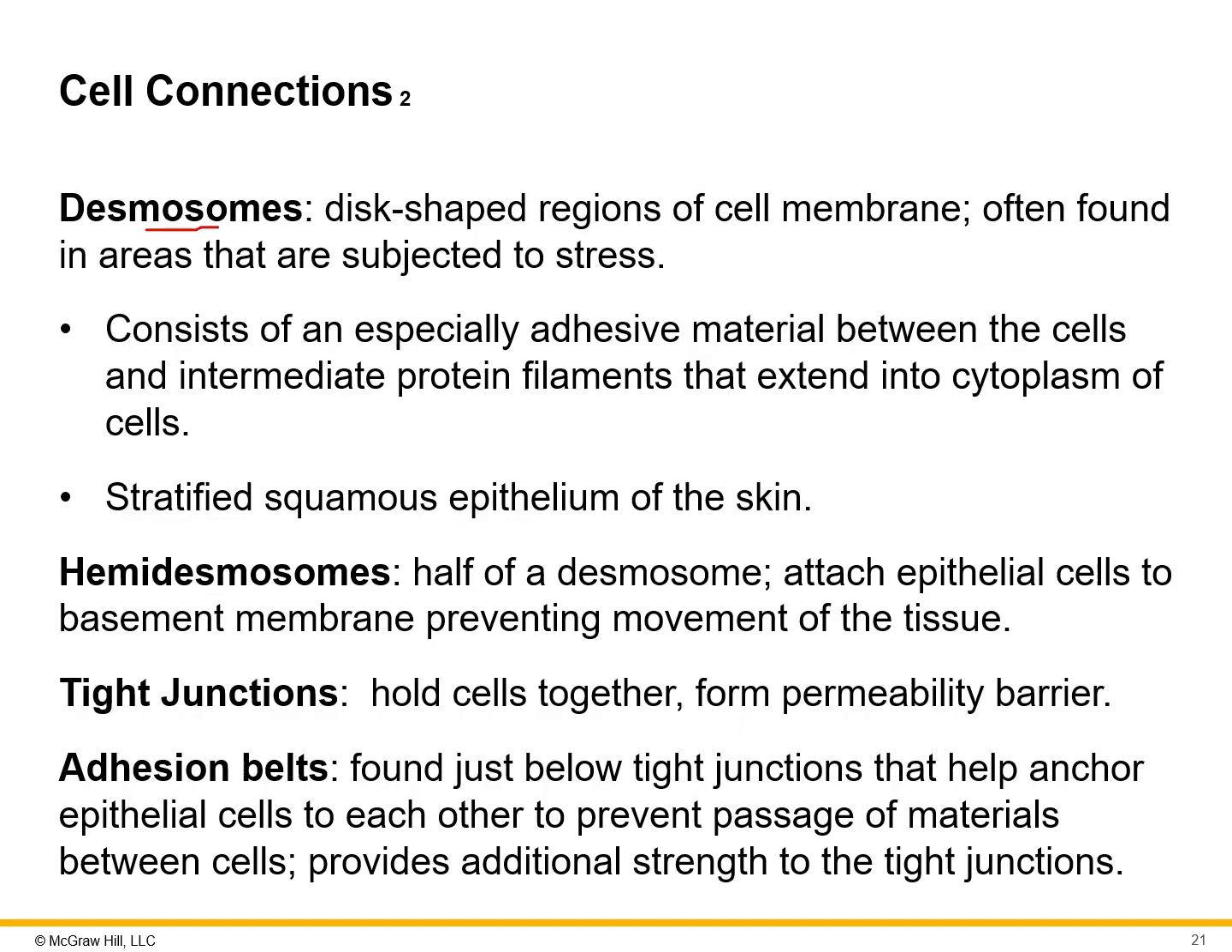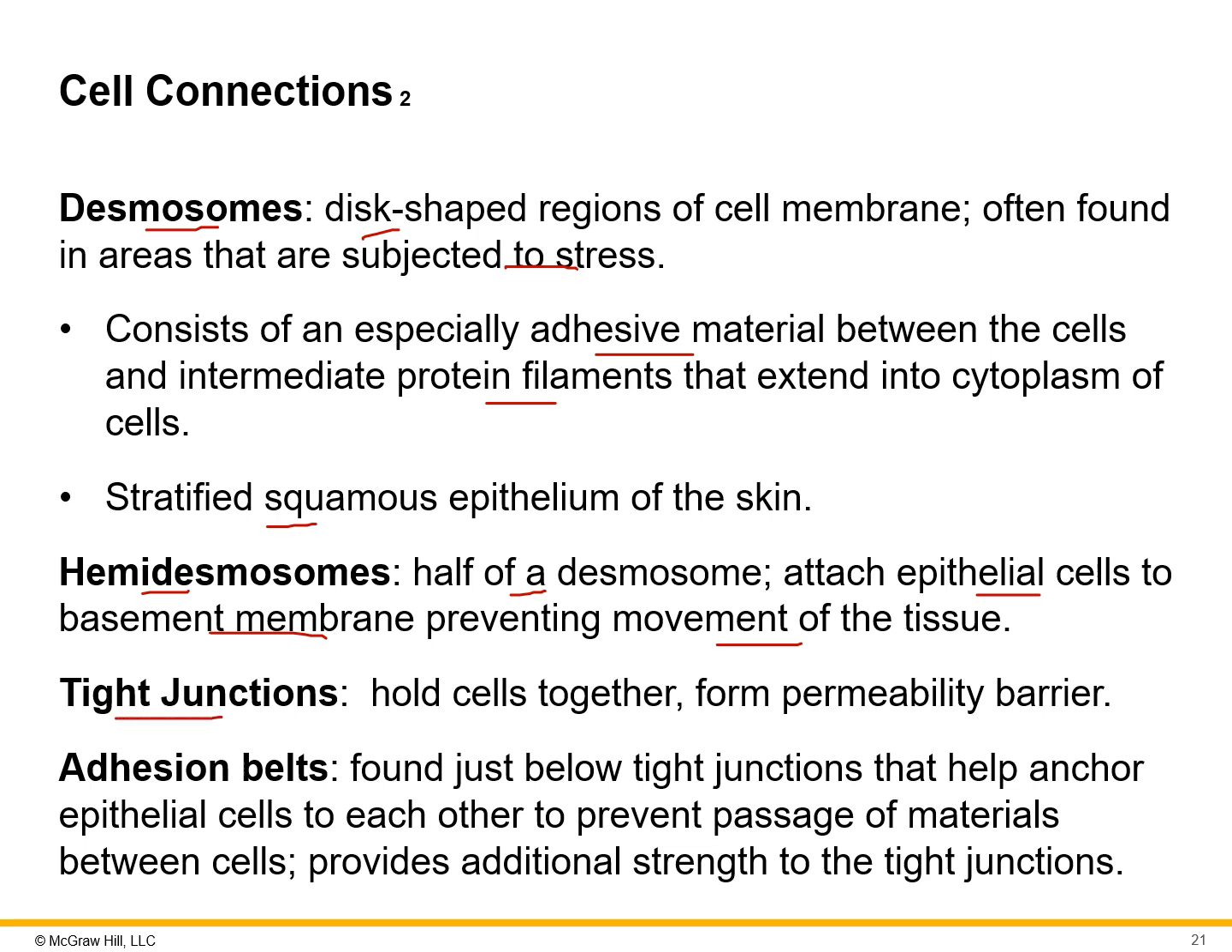So again, the desmosomes, these are kind of disc-like regions that are subjected to stress. So they have especially adhesive materials between them, kind of like a glue or different protein filaments that extend into the cytoplasm, especially seen on the stratified squamous epithelium. The hemidesmosomes, again, it's just half of it. So it's attached to the epithelium and then into the basement membrane. So it's only half of it. And this actually prevents movement of the tissue. So it kind of puts it in one spot, kind of locks it in one place on that basement membrane.